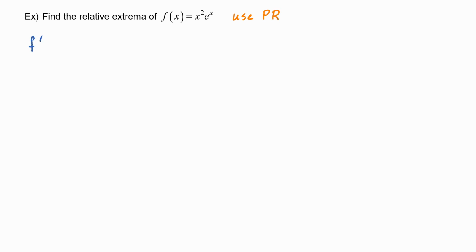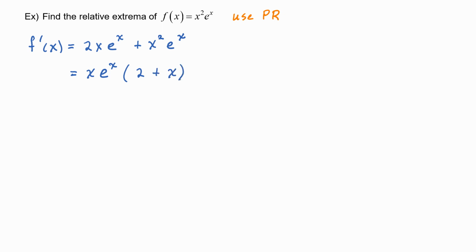So f prime of x, if we take the derivative of the first, we get 2x times the second e to the x plus the first x squared times the derivative of the second e to the x. We can factor out an x e to the x, and we have left 2 plus x.